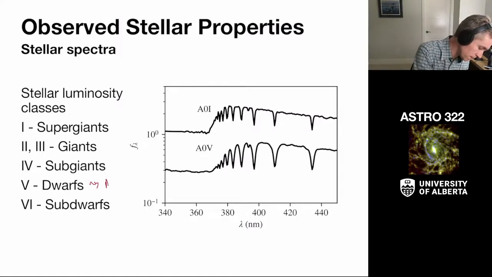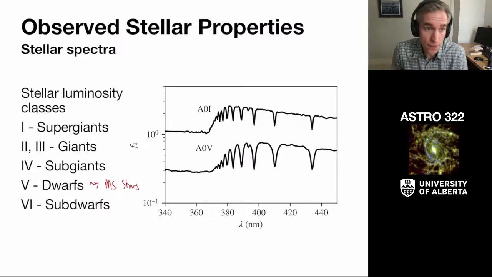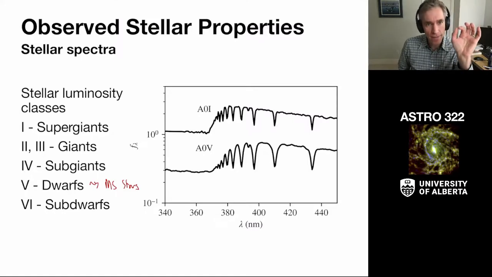Just note that this is main sequence stars. And we tell the difference between luminosity classes actually based on the width of their lines. These are two stars of the same spectral type, but the A0 I, that's Roman numeral one, not I, is going to have narrower spectral lines than the A0 V star. And that luminosity class comes from the surface gravity of the star.